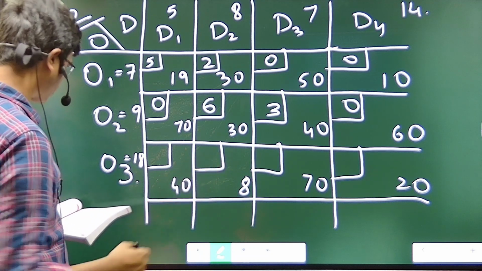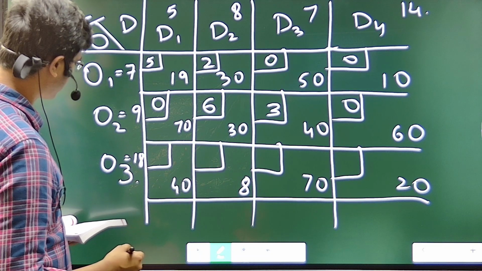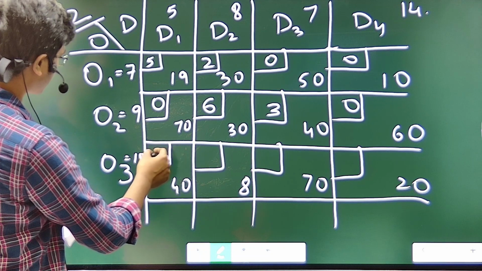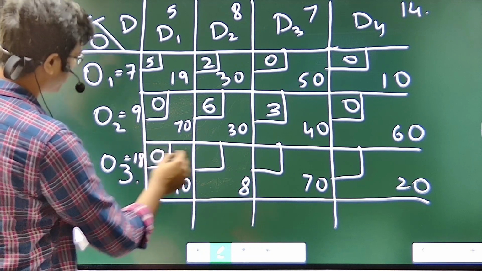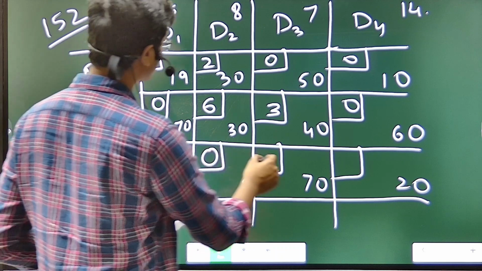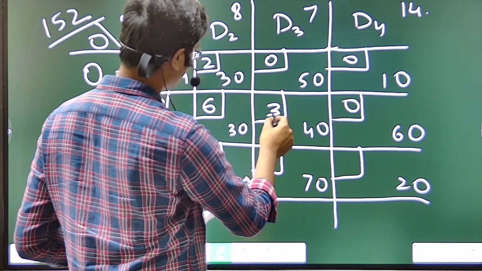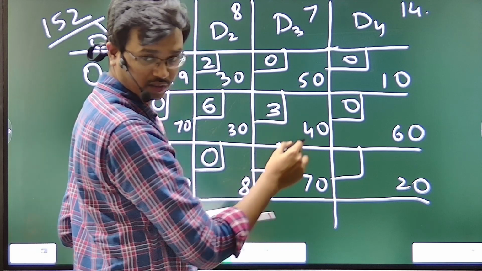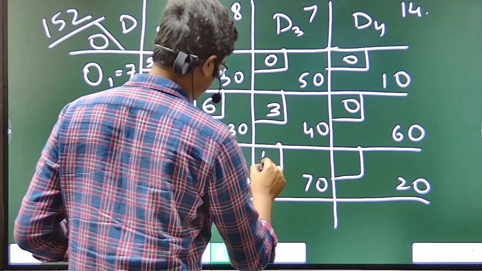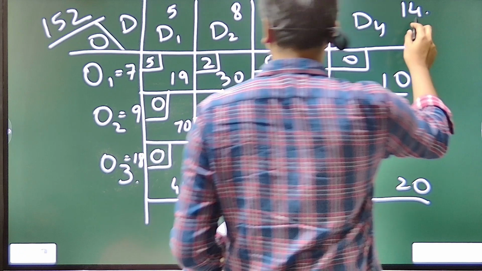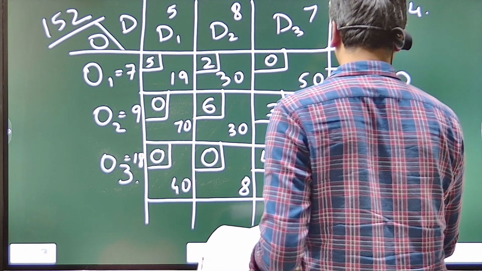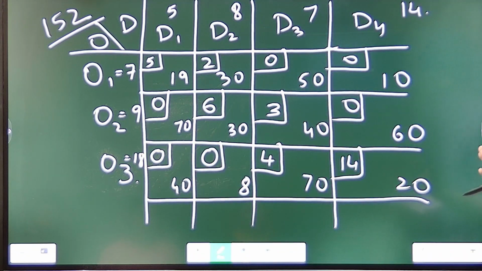So you tell me, how do we distribute 18? How much will it come here? 0 here, 0 here, 4, right? 7 minus 3. Yeah, you have only 4 slots left. Okay? Here you have 14, you have 14. You are done. Okay? This is northwest rule.